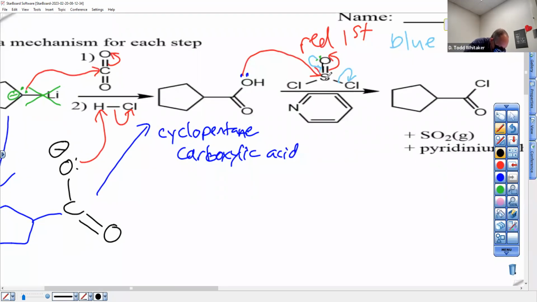So attack is first. You get an O-. That's what the red says. The blue says the O- lone pair comes back, kicks off the leaving group. You are currently down here. You got your cyclopentane.